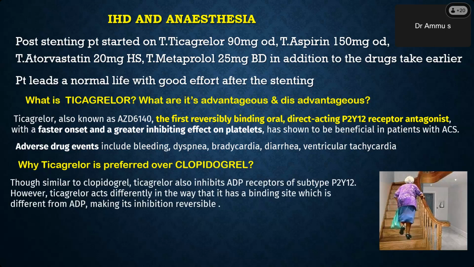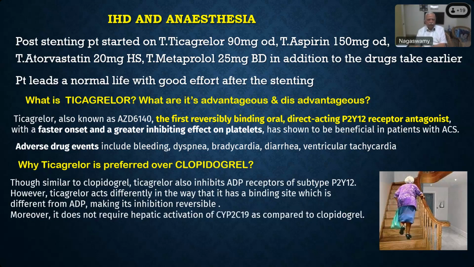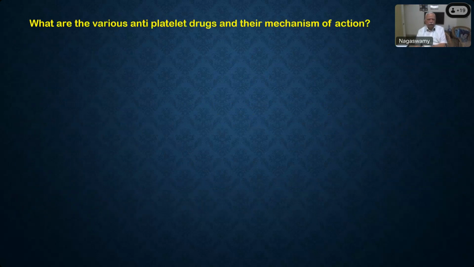However, the binding site is different, so the inhibition is reversible, whereas clopidogrel is irreversibly bound. That is why, whenever a patient is on clopidogrel, you have to wait 5 to 7 days before you take up the surgery. Whereas here it is reversible. It does not require hepatic activation as compared to clopidogrel. It is a direct drug.